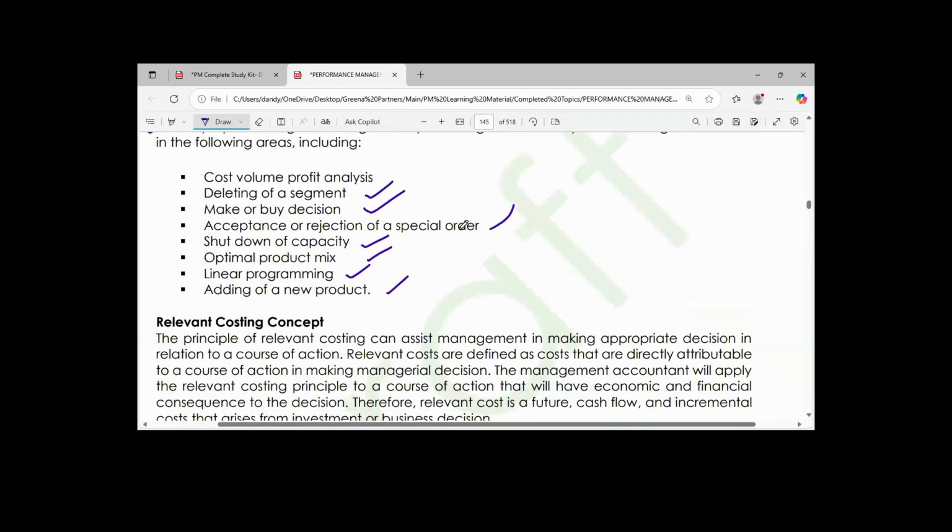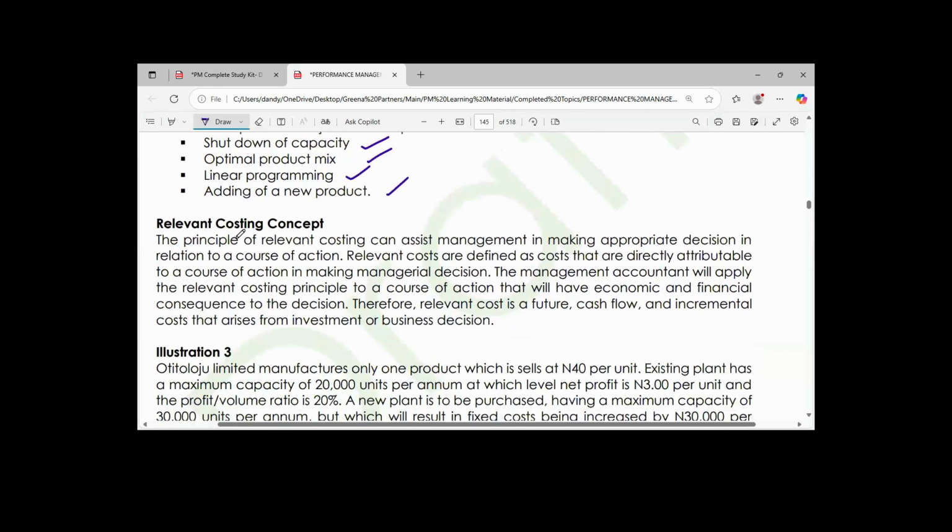That is for that. In addition to that, you also talk about the concept of relevant costing principle. The principle of relevant costing can assist management in making appropriate decisions in relation to a course of action. Relevant costs are defined as costs that are directly attributable to a course of action in making managerial decisions. The management accountant will apply the relevant costing principle to a course of action that will have economic and financial consequence to the decision. Therefore, relevant cost is a future cash flow and incremental cost that arises from investment or business decision.